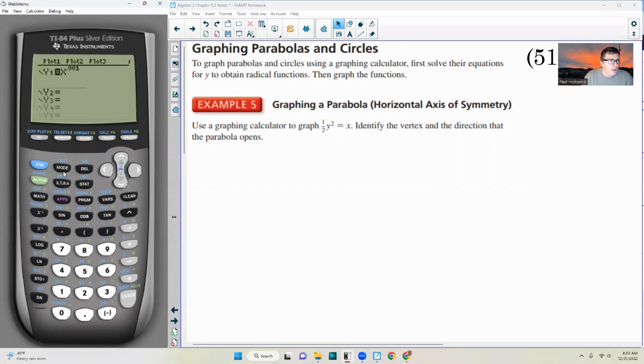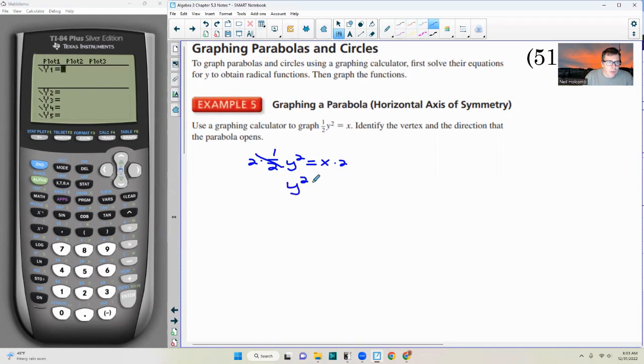So I cannot graph this because if I go into y equals, well, it's not y, it's 1/2 y squared. So I can't plug anything in. I can't just put x, that'd be a linear equation. So I need to solve this for y. So first thing I'm going to do is write 1/2 y squared equals x. Now I'm trying to get y by itself here. In other words, I got to multiply both sides by 2. This will cancel the 2 and the 1/2, and I get y squared equals 2x.